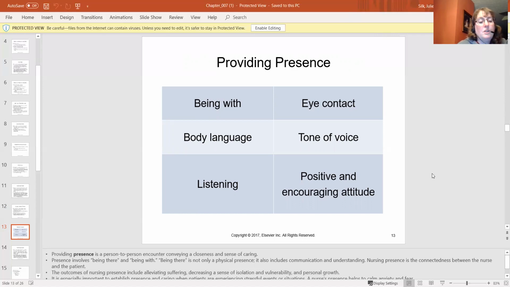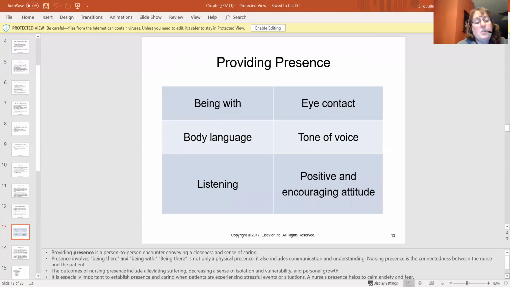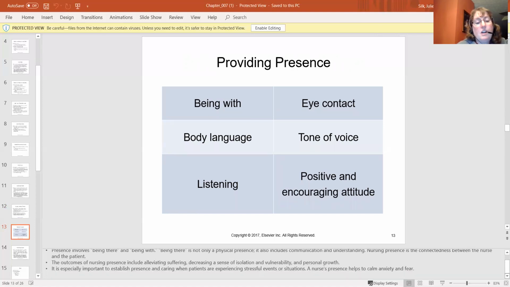The outcomes of nursing presence include alleviating suffering, decreasing a sense of isolation and vulnerability, and personal growth. It is especially important to establish presence and caring when patients are experiencing stressful events or situations. A nurse's presence helps to calm anxiety and fear.